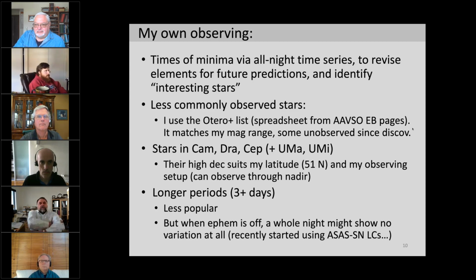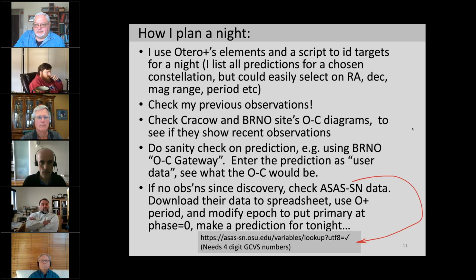Really getting into the nitty-gritty of how I plan a night, this is my step-by-step process. I use those elements from Sebastian. He actually gave me a list of all 1,000 of them in the spreadsheet, and that's what's on the AAVSO webpage. Then I use a script to select targets in a certain constellation, and it tells me all of the ones from that list in that constellation that are going to eclipse tonight. Now, you could do that in a spreadsheet if you wish, and it might be better to select on something other than constellation, but this works for me.